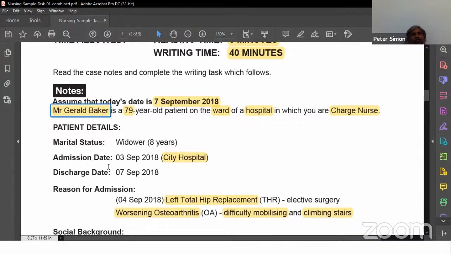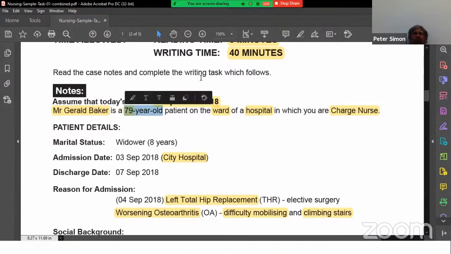There are some people who write a 79-year-old patient. No need for that much. Why are you wasting time on things which will not give you additional marks? And after doing that, again, you'll make some mistakes. If you are writing 79-year-old, you have to write it like this. 79-year-old is one word.